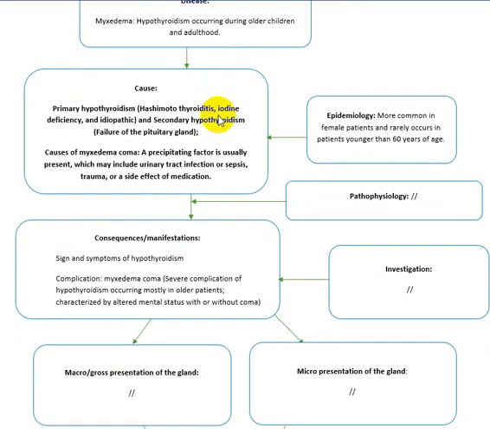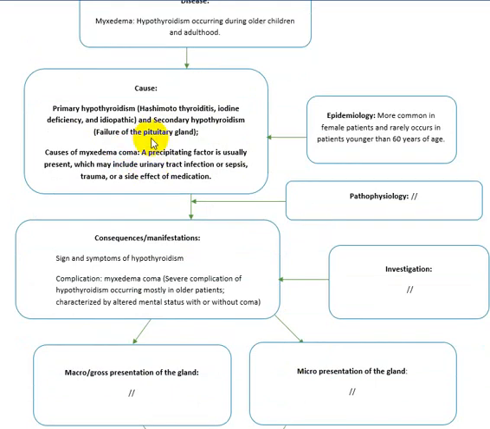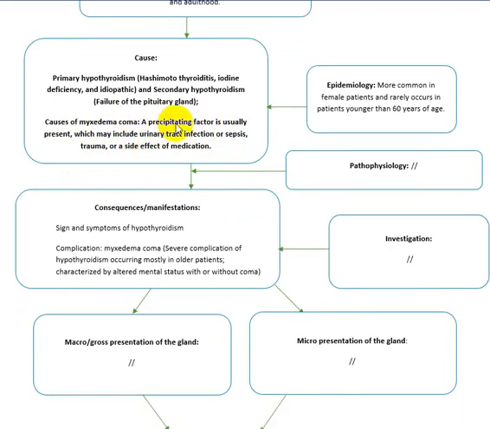Now the cause can be primary hypothyroidism or it can be secondary. In primary hypothyroidism, you have Hashimoto thyroiditis, iodine deficiency, and idiopathy. Secondary hypothyroidism is failure of the pituitary. Myxoedema can also result in a complication called myxoedema coma. A precipitating factor is usually present, which may include urinary tract infection or sepsis. So all these are the causes of myxoedema coma.